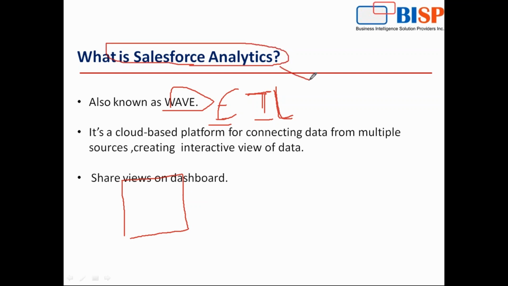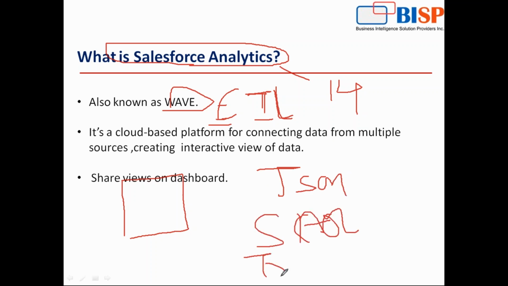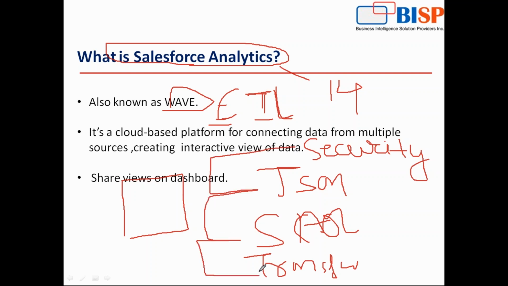Wave Analytics provides around 14 types of transformations. That's also one of the major parts of Wave Analytics. Those who are going to build their career in Wave Analytics might be familiar with JSON, SQL, and definitely the security part as well. So in this training, we will be covering all these four topics thoroughly: all 14 types of transformations, SAQL, JSON, and the security part.